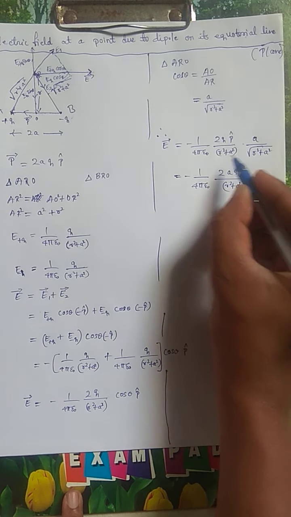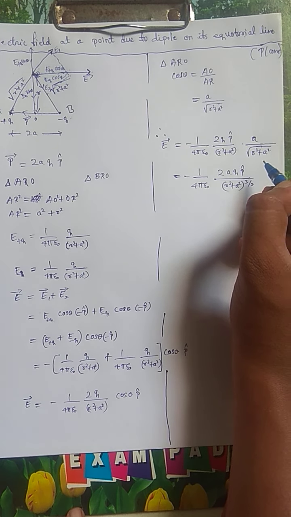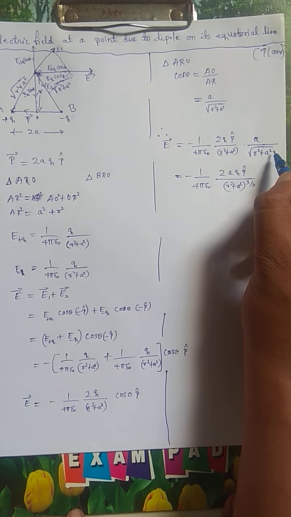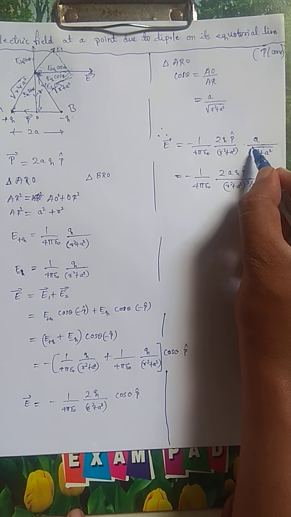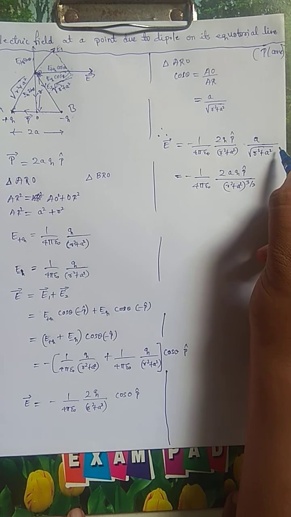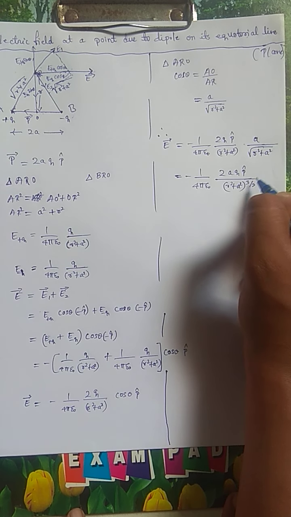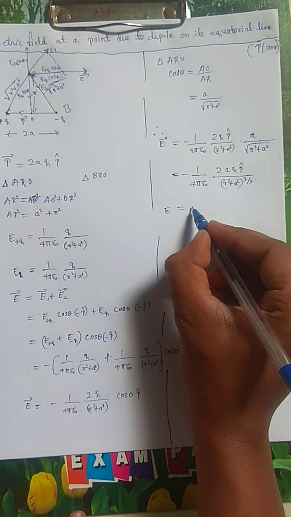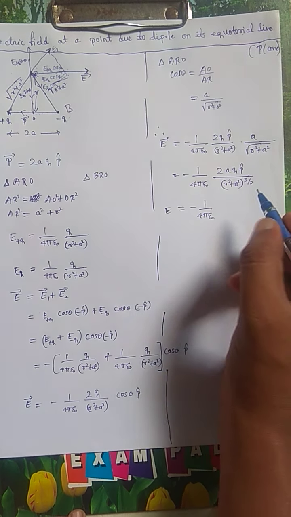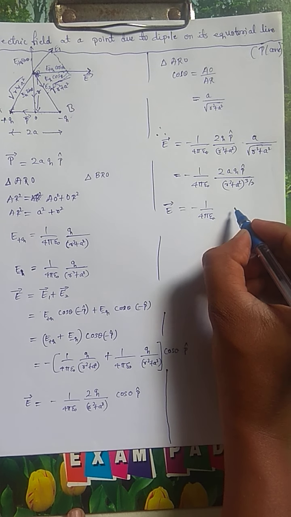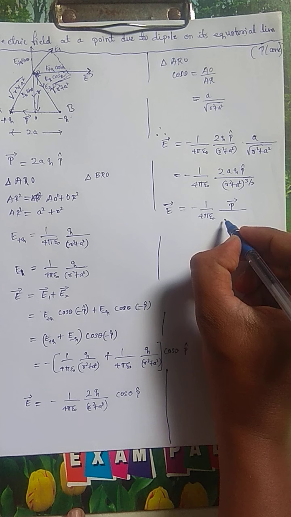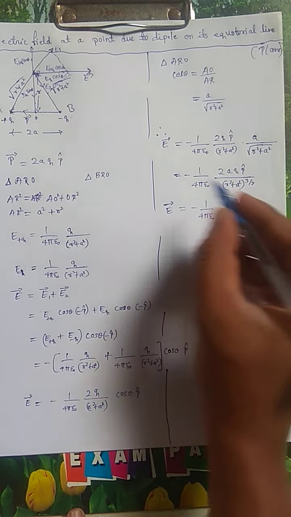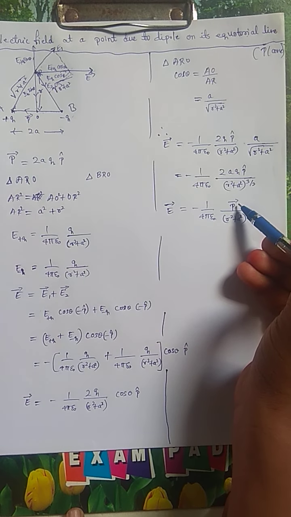whole raised to 3 by 2. a raised to m into a raised to n is a raised to m plus n. R square plus a square raised to 1, and here R square plus a square whole raised to 1 by 2, the square root term can also be written as whole raised to 1 by 2. So here 1, here whole raised to 1 by 2, that results in 3 by 2. So E is equal to minus of 1 dividing by 4 pi epsilon naught, E bar will take 4 pi epsilon naught p bar dividing by R square plus a square whole raised to 3 by 2, because 2aq into p cap is p bar.